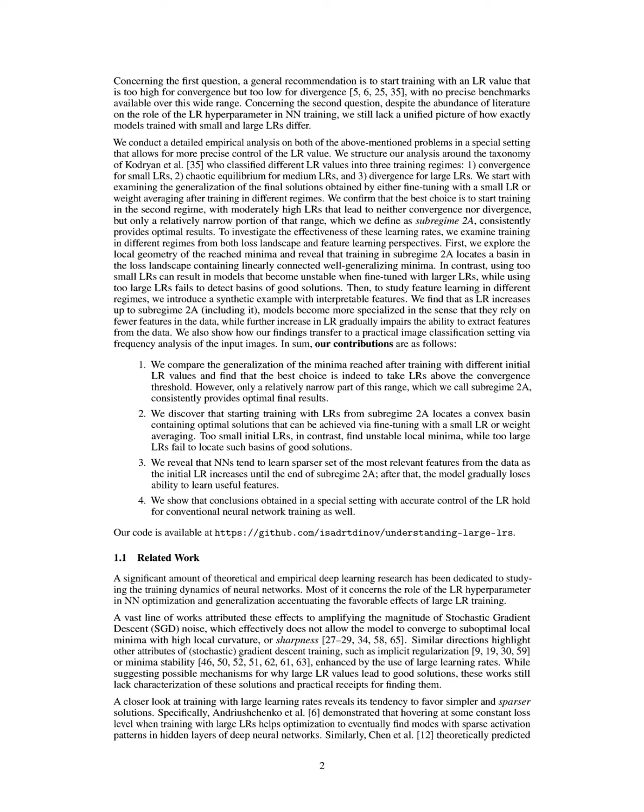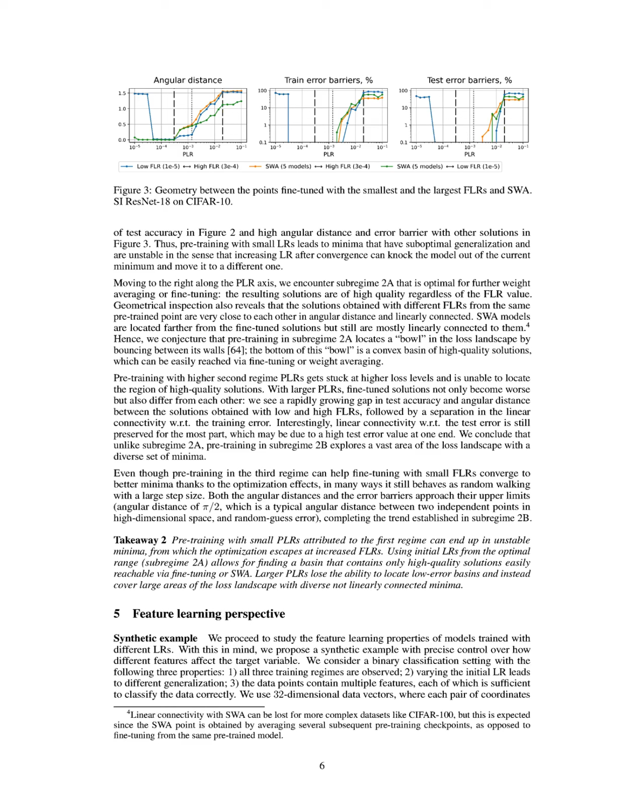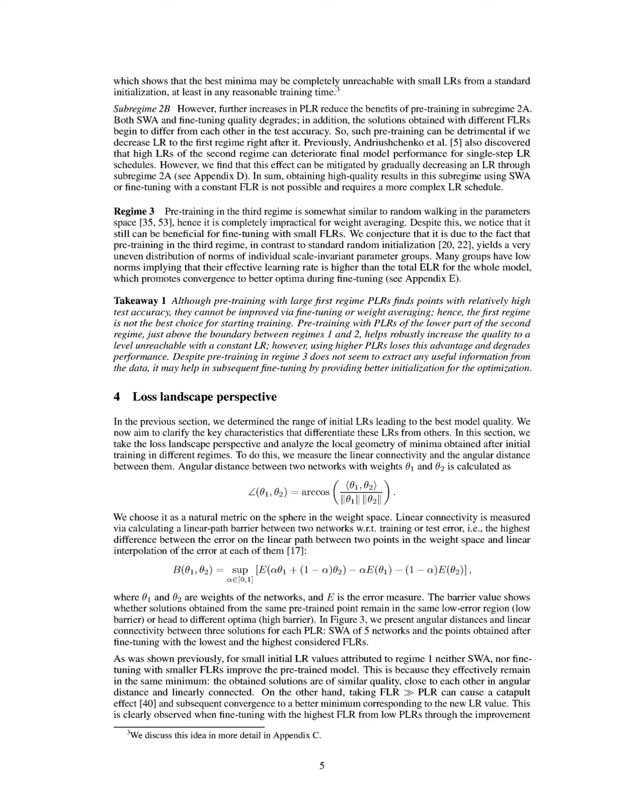2. Regime 2, chaotic equilibrium. This regime is further divided into two subregimes. Subregime 2A, characterized by moderately high LRs that do not lead to convergence or divergence, allowing the model to locate optimal regions for further fine-tuning or weight averaging. Models trained in this subregime exhibit high-quality solutions and good generalization. Subregime 2B. Higher LRs in this subregime begin to degrade the quality of solutions, leading to diverse minima that are less effective for fine-tuning.